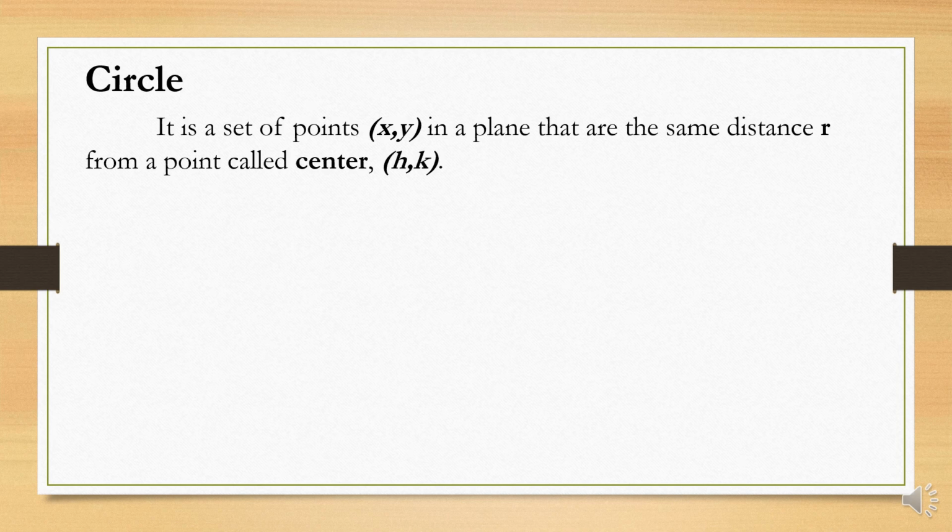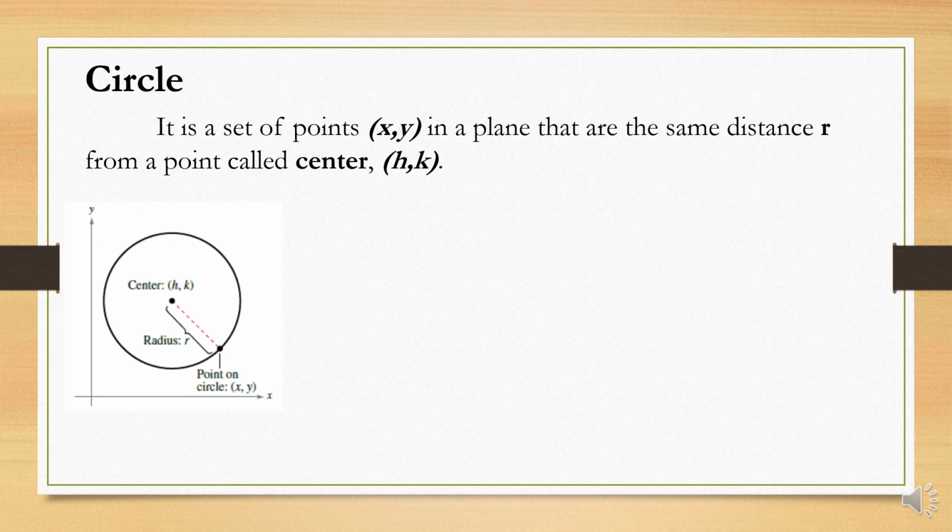Circle. It is a set of points with the coordinates x and y in a plane that are the same distance r from a point called the center with the coordinates h and k. This is an example of a circle.